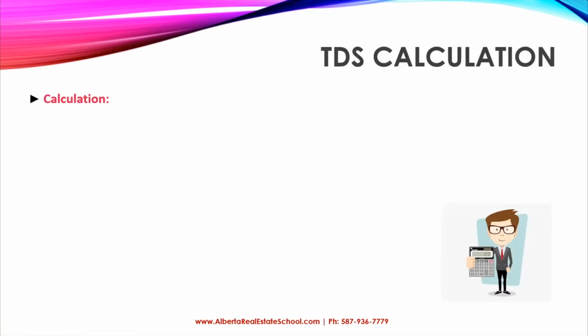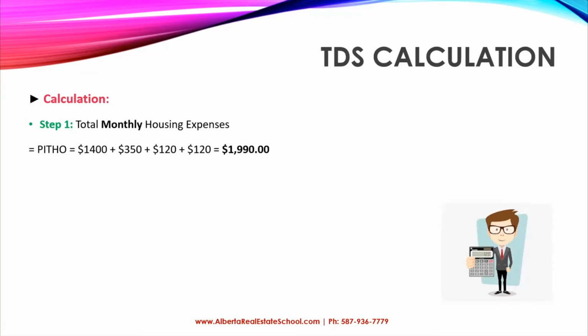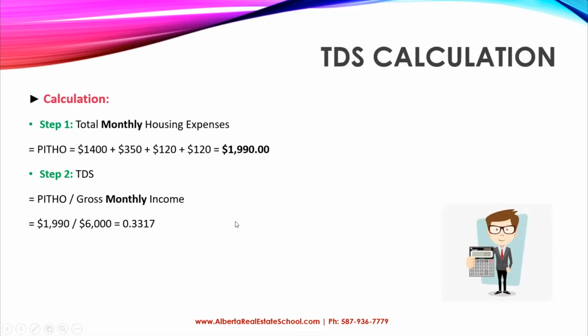So let's go back to the screen and we'll take a look at it once again. For our calculation, first step was to calculate monthly housing expenses. So we'll have $1,400 plus $350 plus $120, and we have $120 extra for the secured line of credit. The total here is $1,990. And second step is to get our TDS, and we will take our $1,990 and divide it by 6,000, and that gives us 0.3317. We multiply that by 100 to get our TDS. In this case, the TDS is less than 42%, so they will qualify for the mortgage.